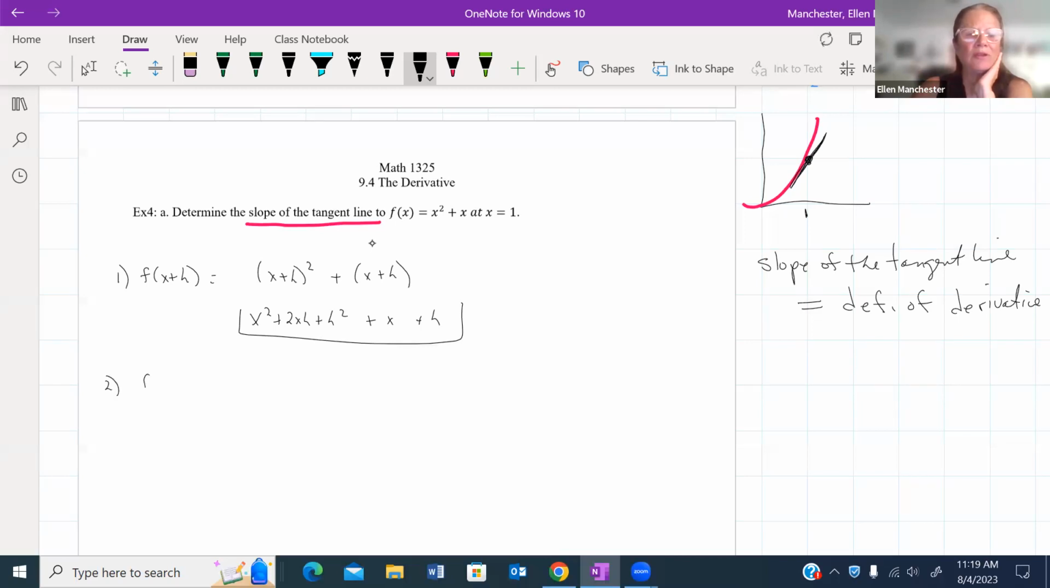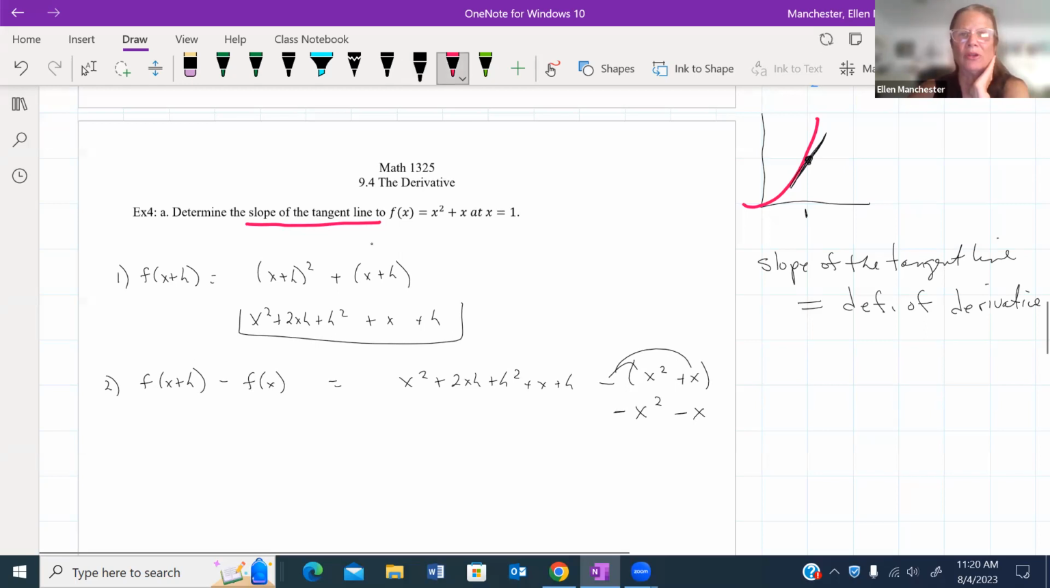Remember, the second step is now you are going to subtract off the original function. So we go x squared plus 2xh plus h squared plus x plus h, and we're going to subtract off that whole thing, which means this negative gets pushed through both. So we end up with a negative x squared and a negative x. I'm just going to do this here instead of rewriting it. So I have a positive and a negative x squared. I have a positive and a negative x.